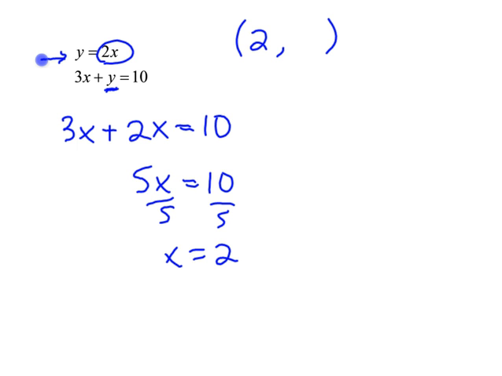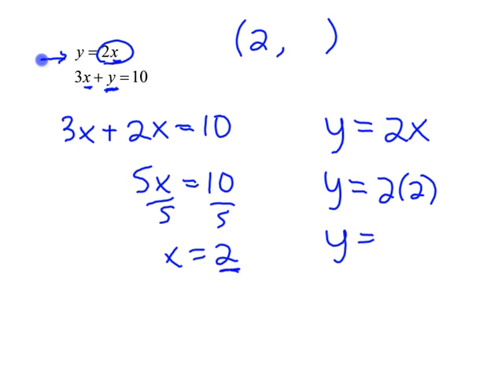We can substitute 2 in for x either in the second equation or the first equation. It looks to me like it'll be easier if we plug it into the first equation, y equals 2x. So we're going to say y is equal to 2 times 2. So y is 4. So (2, 4) is the ordered pair that works for both of these equations.